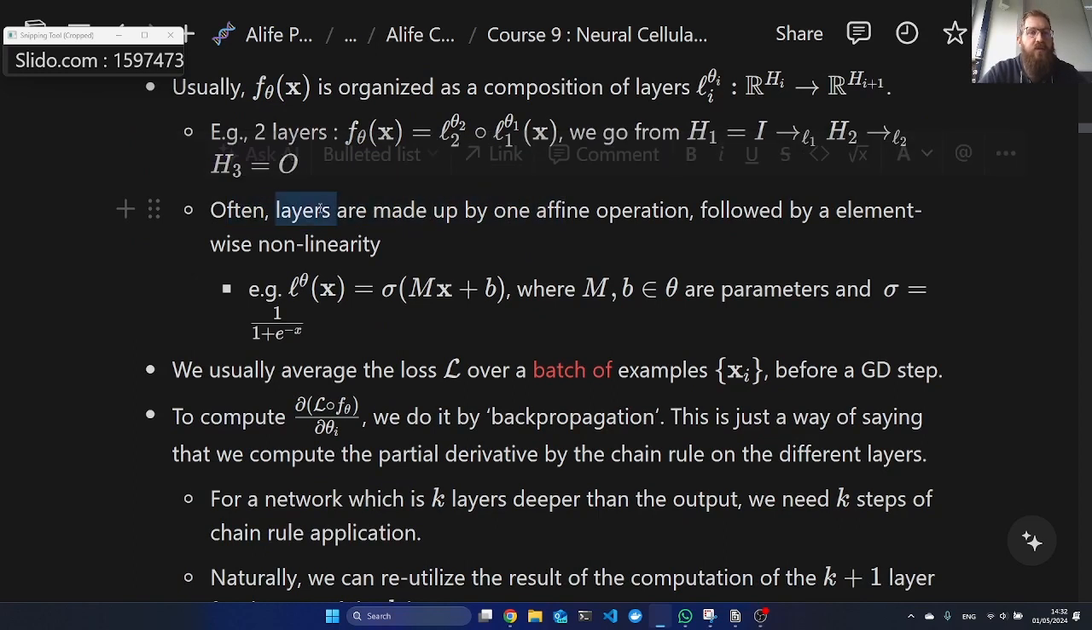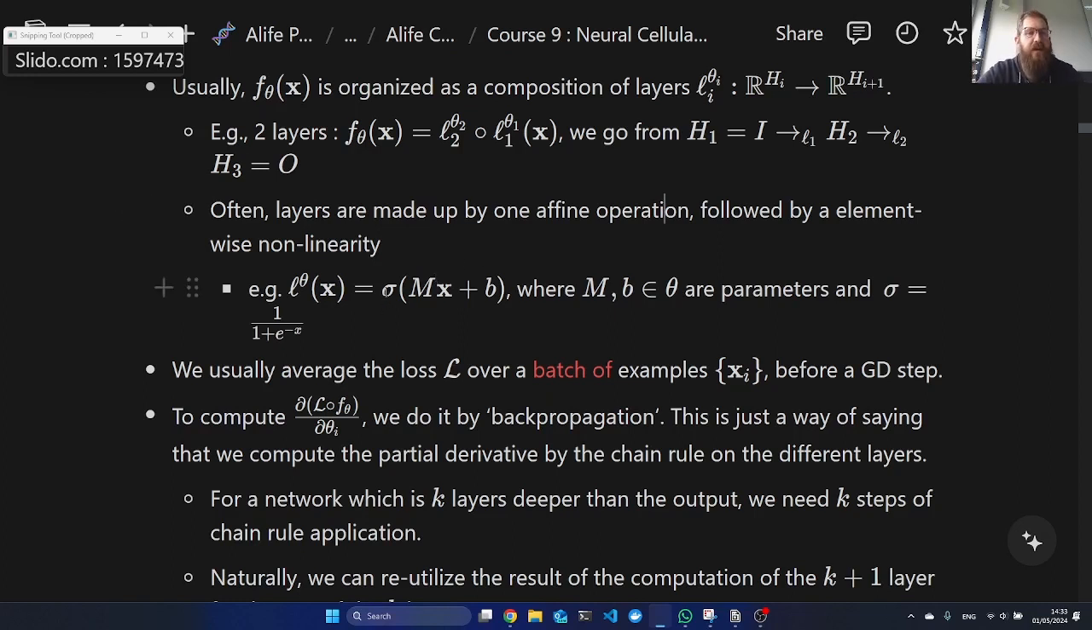So very often layers, what is a layer? It's still a free function that we have to choose. So very often they are very simple. It's just an affine operation followed by a nonlinearity. So an example is L theta of x might be Mx plus b. So this is a matrix. So we multiply our vector and we add some bias, it's called, another vector. So here the parameters are the entries of the matrix and the entries of this vector here. And then on top of that, we apply some function sigma, which is a nonlinear function. And the way we apply this function sigma is we apply it individually to each element of the vector.